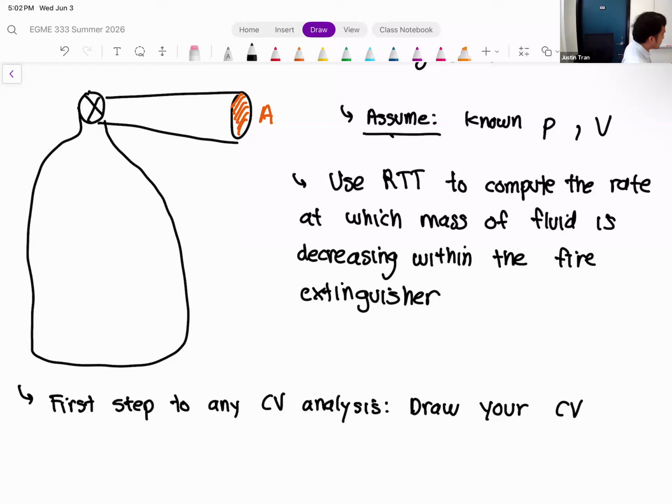Sometimes it'll be obvious in terms of how you should draw your control volume. Some problems will draw your control volume for you. What we're going to discuss at the end of class today is just general tips in terms of how you should draw your control volumes. There is an art to it, and there are good control volumes and bad control volumes. For this one, it's fairly straightforward. We're going to draw a control volume that encompasses the entire fire extinguisher.